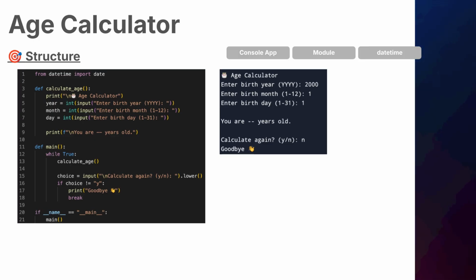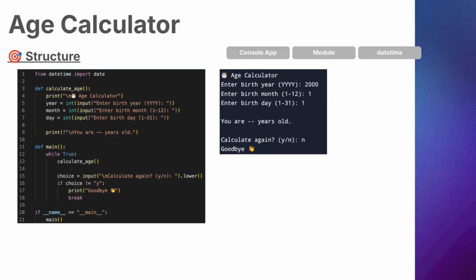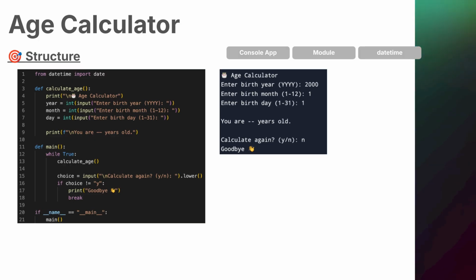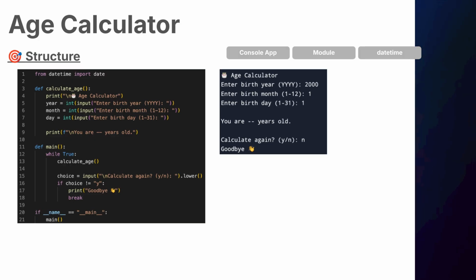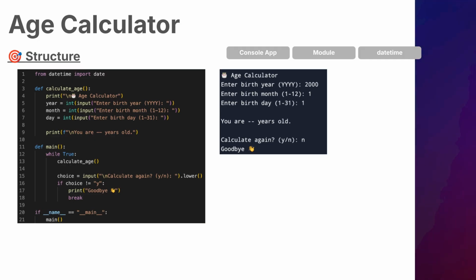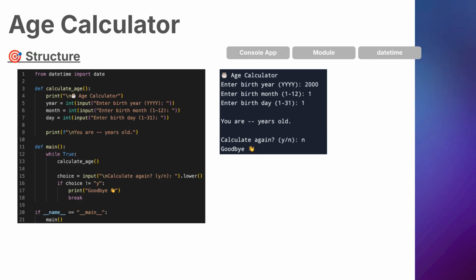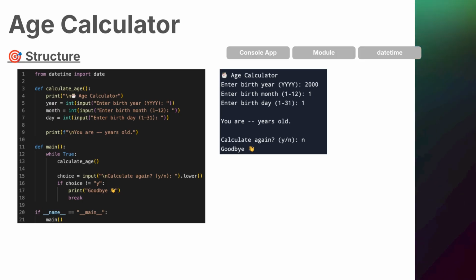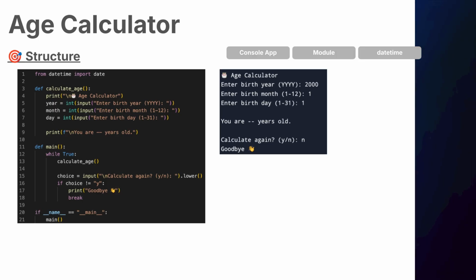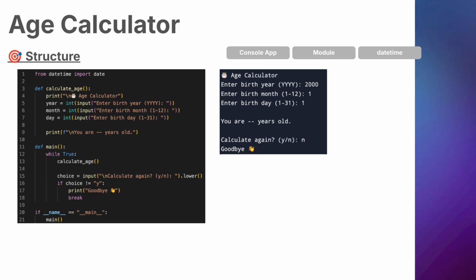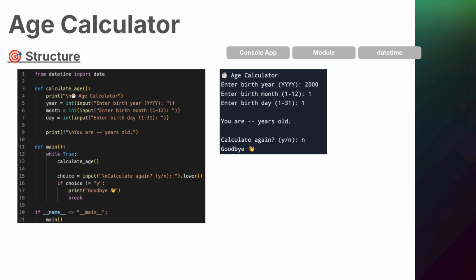This function is responsible for showing the title, asking the user for their birth year, month, and day, and later displaying the result. Keeping this logic in one place makes the code easier to read and easier to reuse. Below that, we have a main control function. This part of the program acts like the engine that keeps everything running. It uses a loop so the age calculation can run again and again without restarting the program.